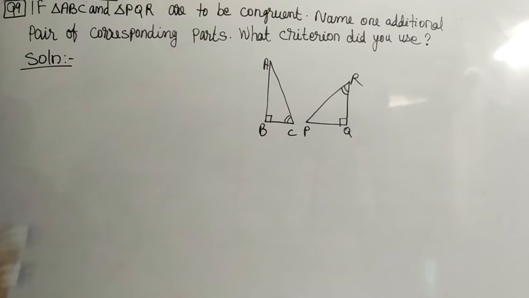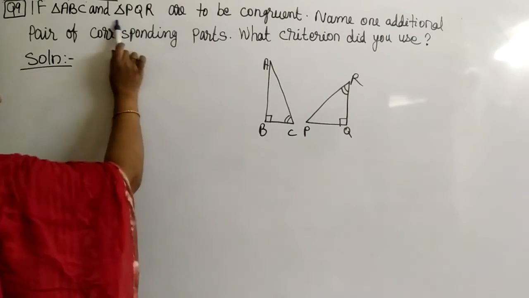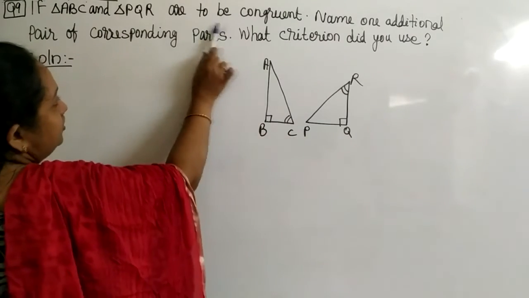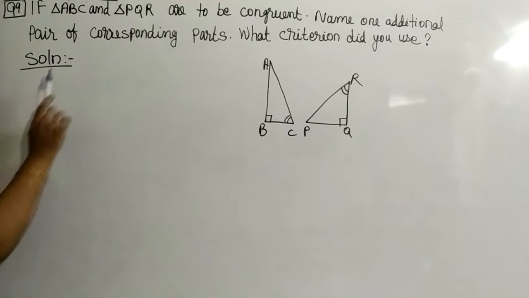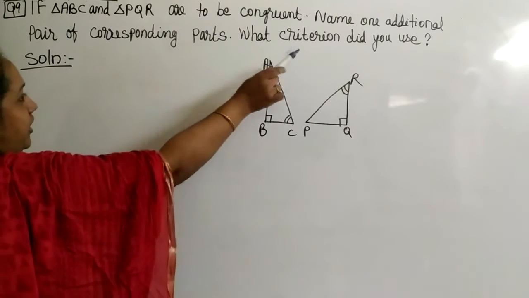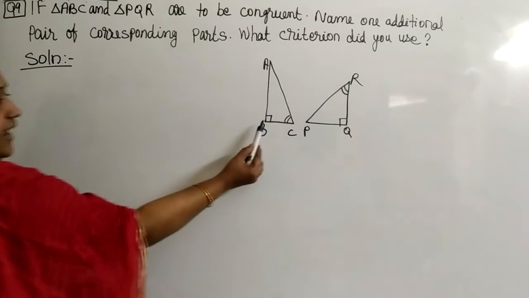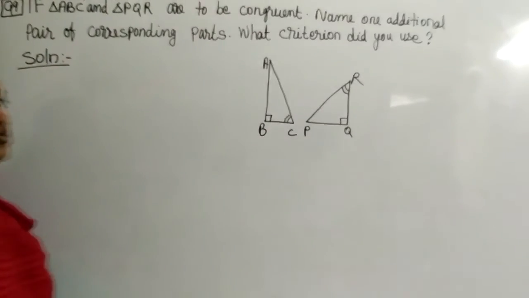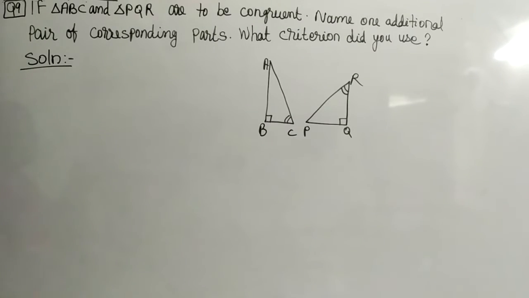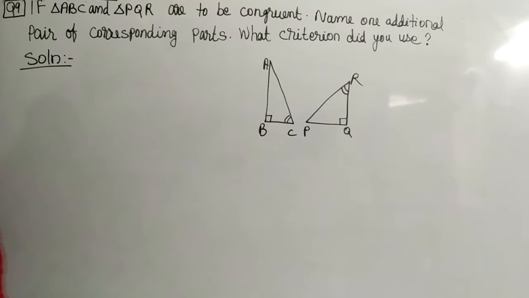Now we move to question number 9. If triangle ABC and triangle PQR are to be congruent, name one additional pair of corresponding parts. What criterion did you use? See children, here angle B 90 degrees is given, but we are not able to apply RHS congruence criterion because here it is not mentioned any one side or hypotenuse.